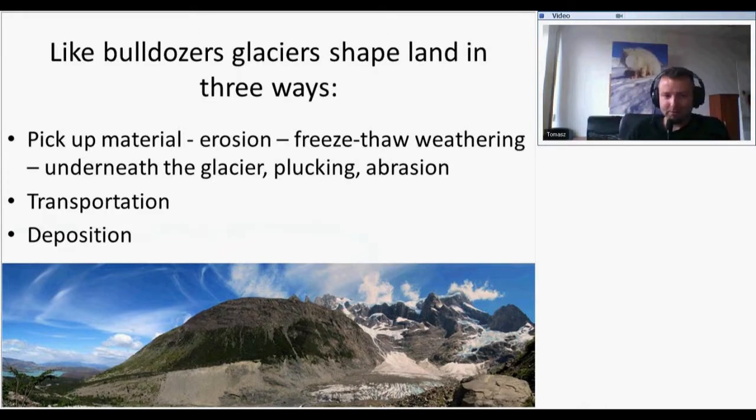They pick up material. It's called erosion. There are processes of freezing and thawing, so the weathering underneath the glacier. When the water freezes underneath it and the glacier moves, it plucks the material and the material is abraded, so it's called abrasion. And another way is transportation. So the glacier picks up materials, it transports materials, and then it deposits the materials. And those deposited materials can be observed as different landforms.